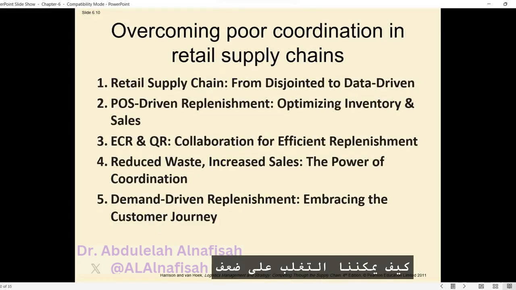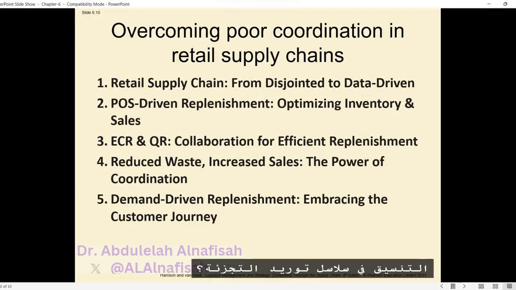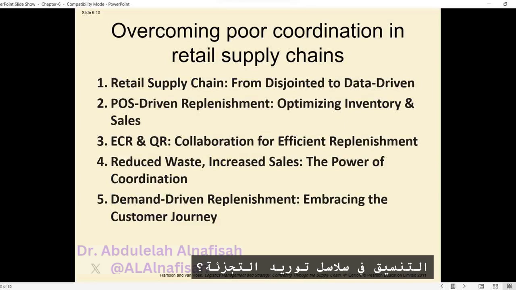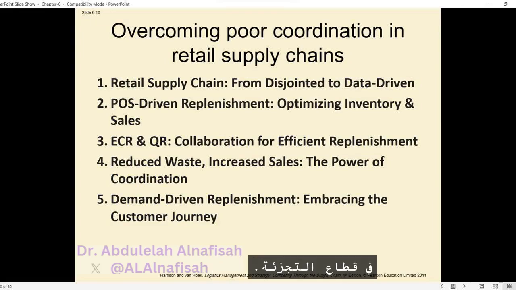Now, how can we overcome poor coordination in retail supply chains? To tackle the challenges highlighted in the last section, several initiatives have been introduced to enhance coordination among supply chain processes in the retail sector.